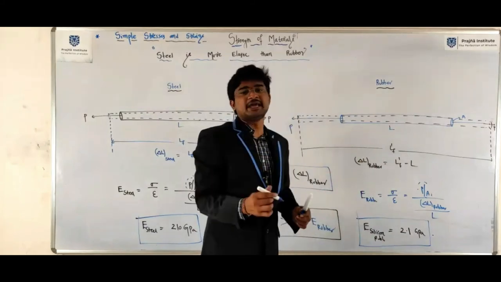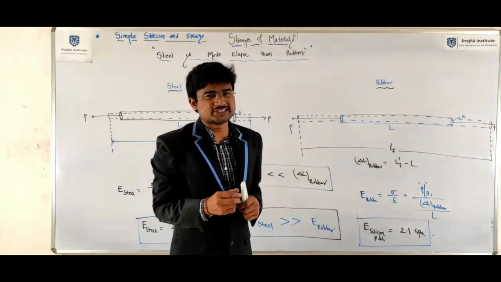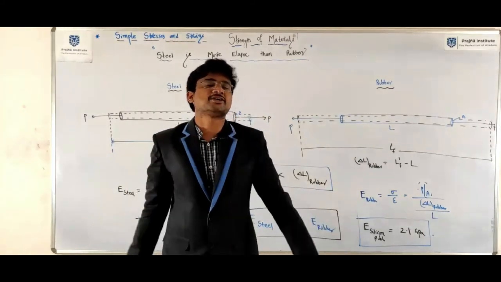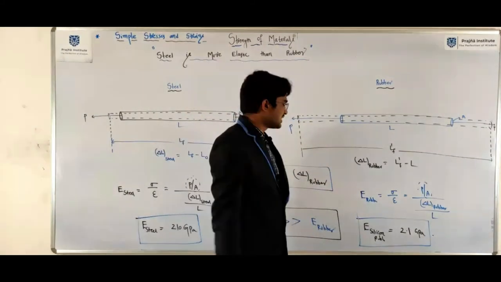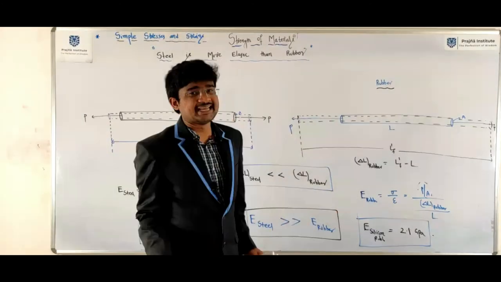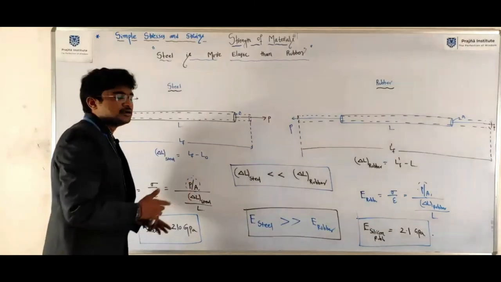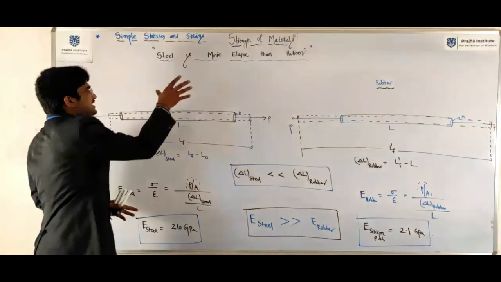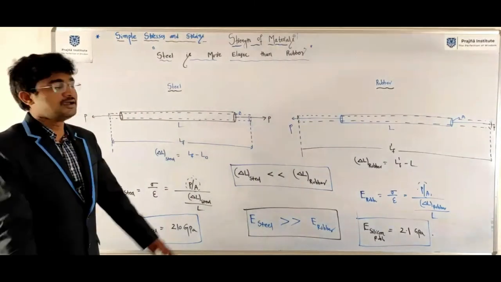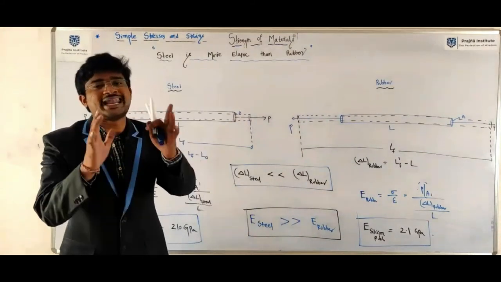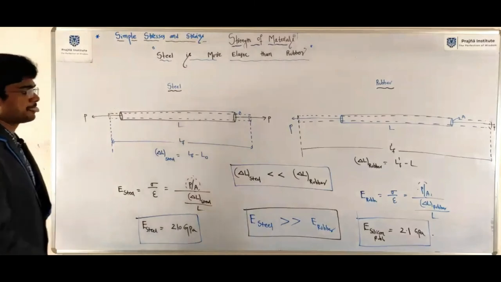Rubber can't regain back to its original position. Now, the ability of the material to regain back to its original position is nothing but elasticity. In that case, the chance of regaining its original position in the case of steel is high compared to the rubber. That is why steel is more elastic than rubber.